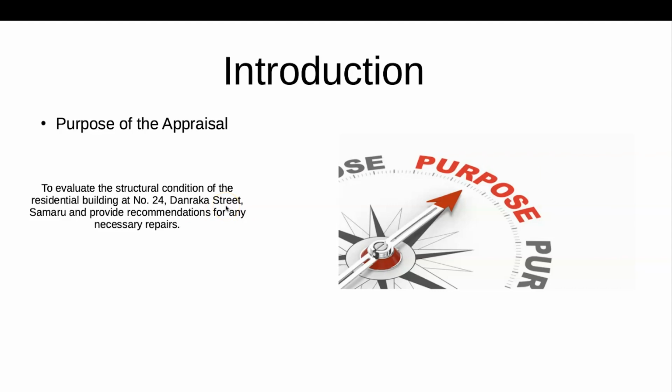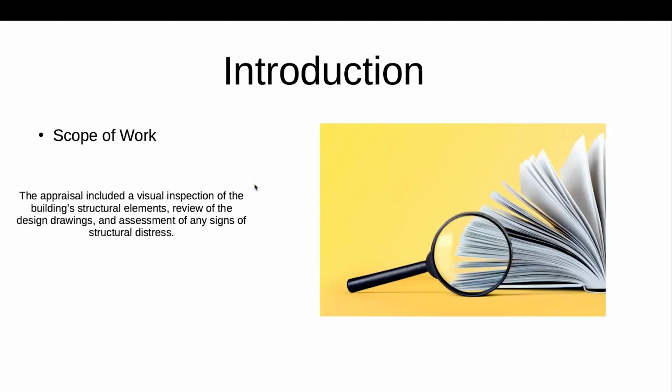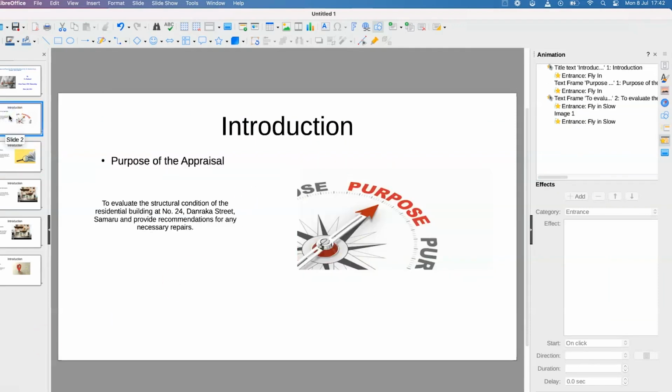Okay, so you can now on your own explain these key features and so on. Now we can move to the next slide, which is the third one, that will talk about the introduction and scope of work, and then the next one is the other elements that come in. Okay, so this is basically how to add animations to the different elements that you have within a single presentation.